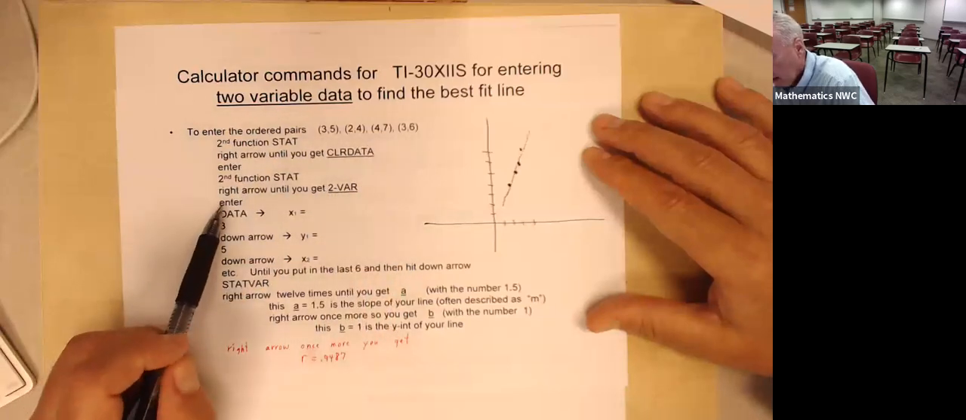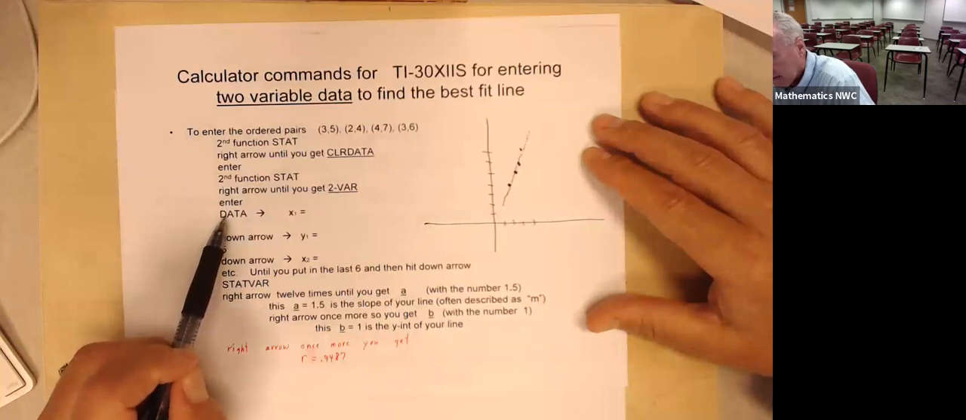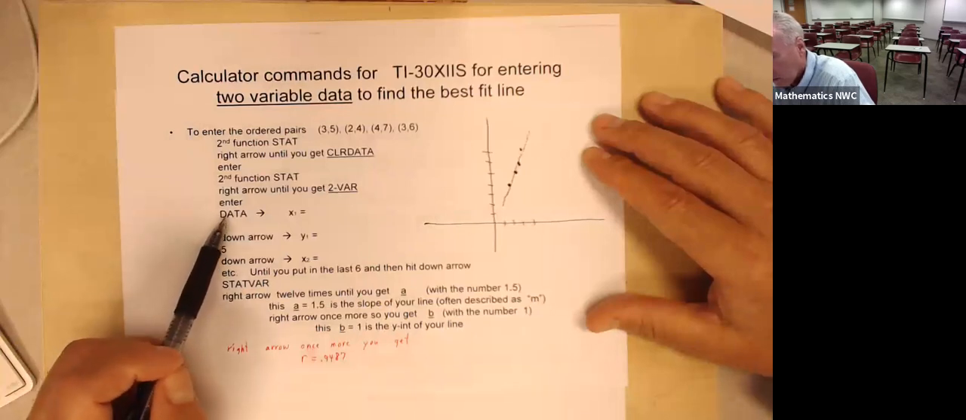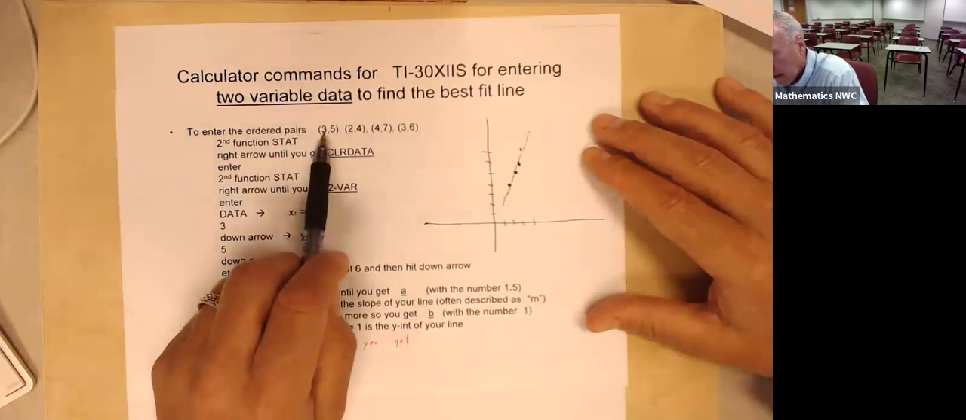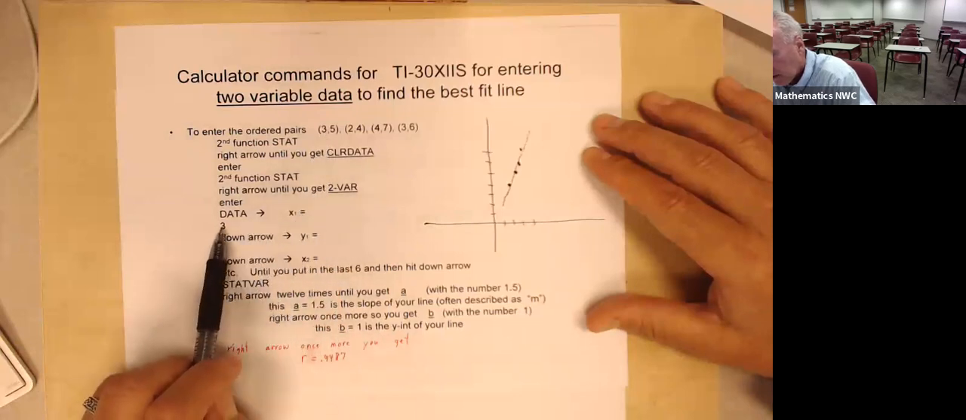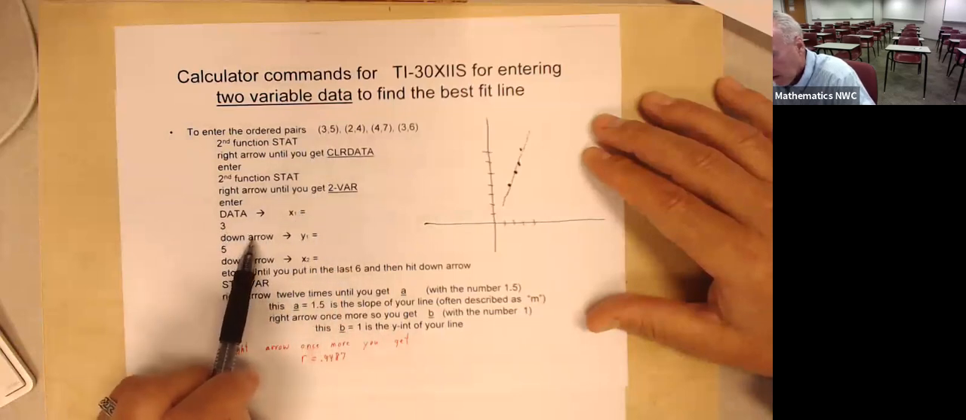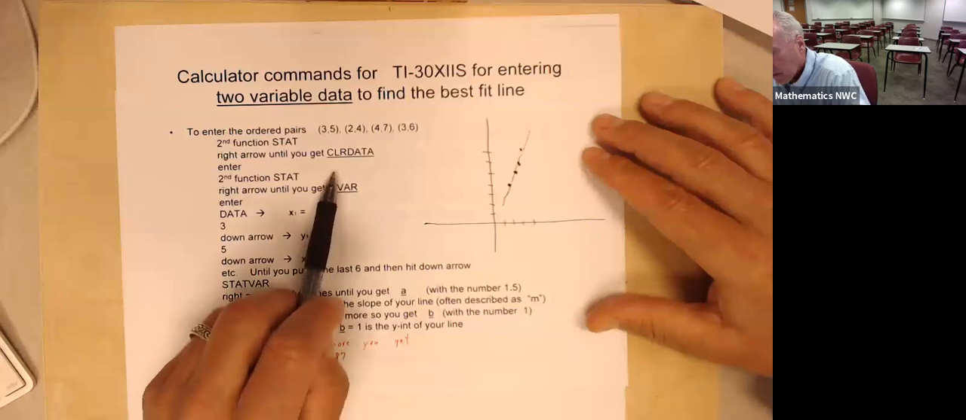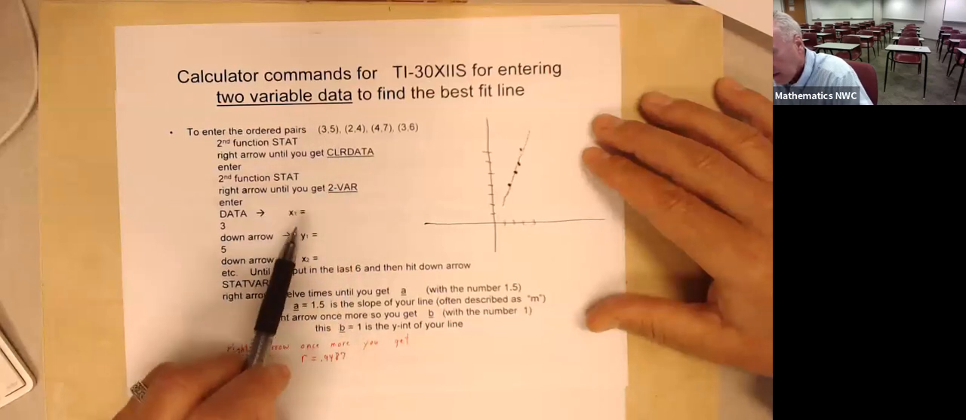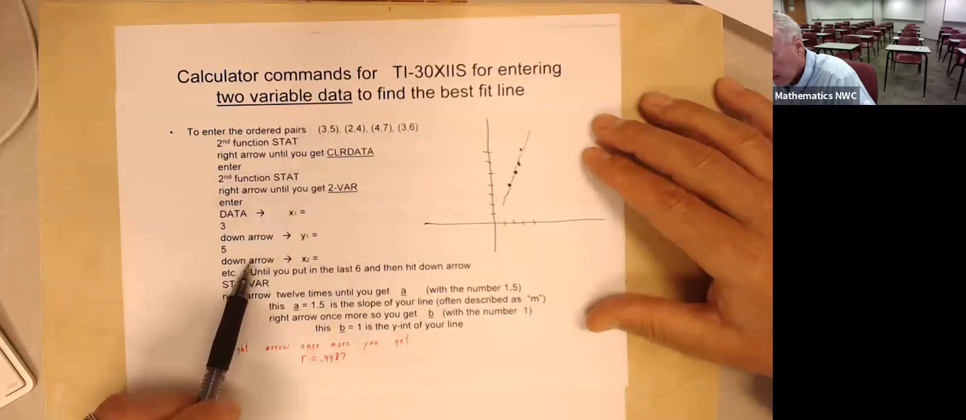So now I hit my data button. The calculator will show you x sub 1. That's basically the calculator asking what's your first x. Your first x is 3, so you plug 3 in. You go down arrow once. The calculator will show you y sub 1. It's asking you what's your first y. Well, your first y is the 5. So you punch the 5, go down arrow.